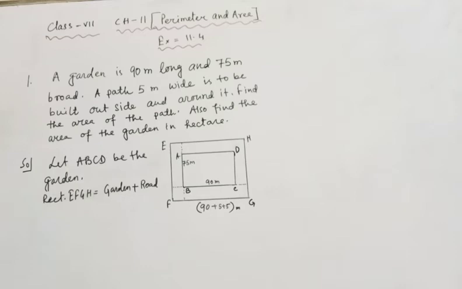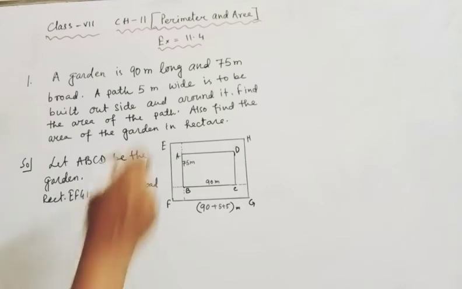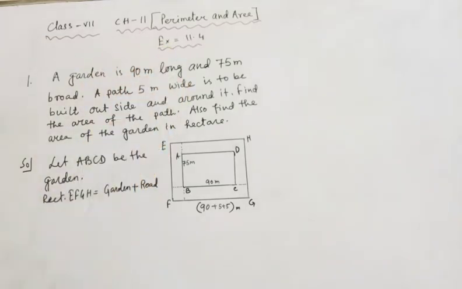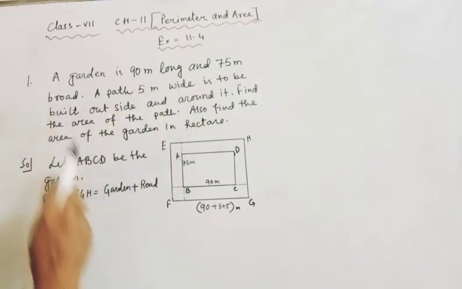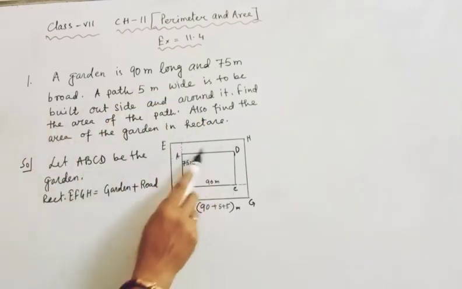Today we will do a new exercise, exercise 11.4, chapter 11, perimeter and area. In question number 1, a garden is 90-meter long and 75-meter broad. Say, I have taken a rough sketch.